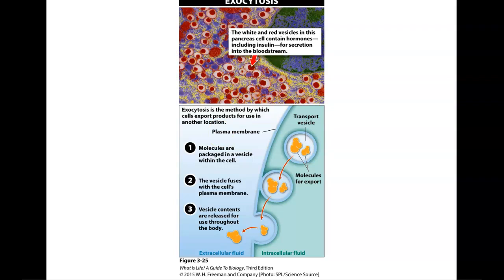So here you see white and red vesicles in the pancreas of the cell that contain hormones, including things such as insulin for secretion into the bloodstream. And so exocytosis is going to be used to secrete these. You see it's put into a transport vesicle. It's done here at the Golgi apparatus. These molecules are then going to make their way towards the cell membrane. And when they get to the cell membrane, they're going to push up against it. The vesicle is going to fuse with the plasma membrane, and it's going to push those particles out to then travel to other parts of the body.